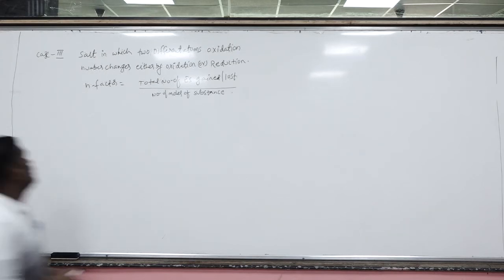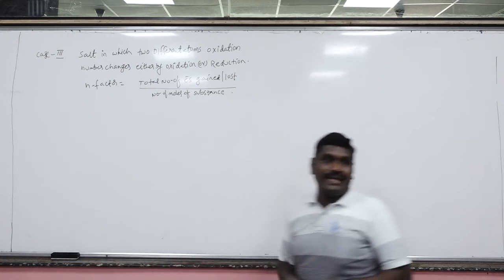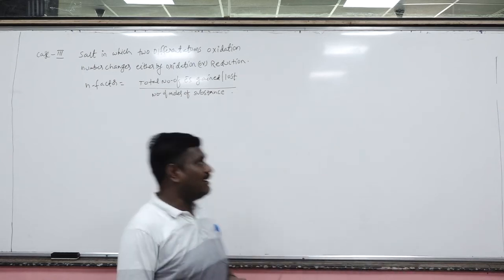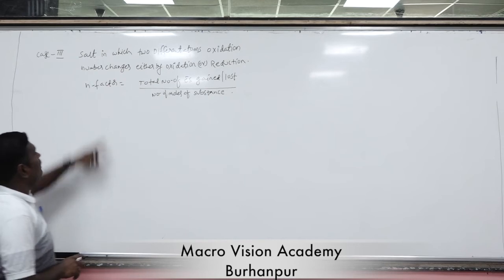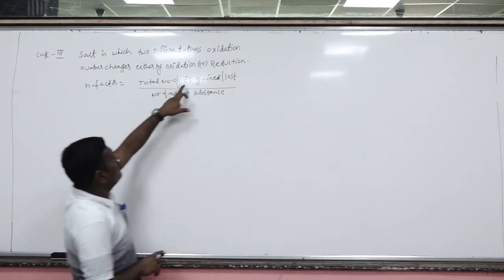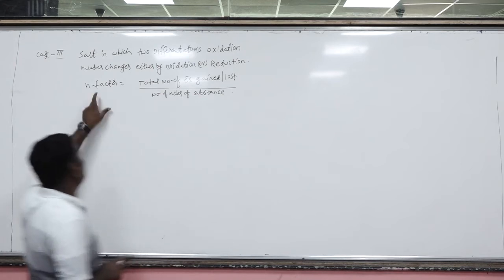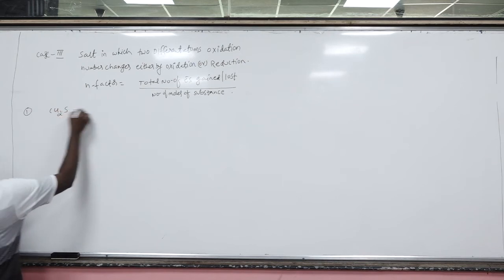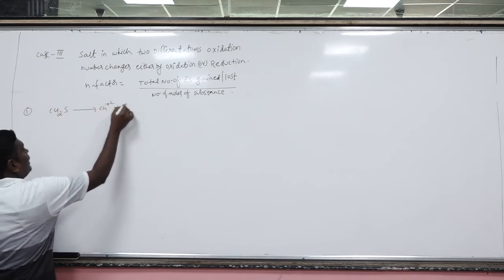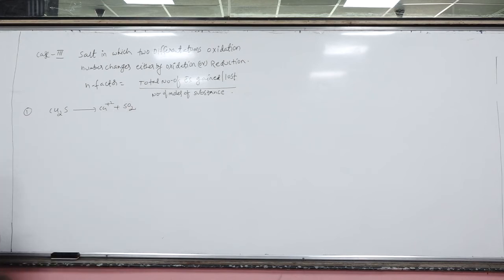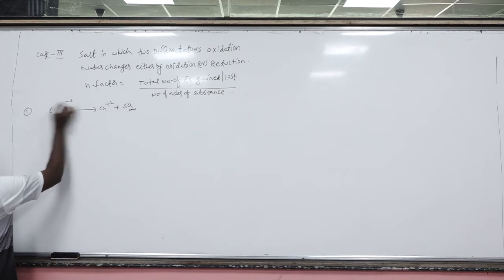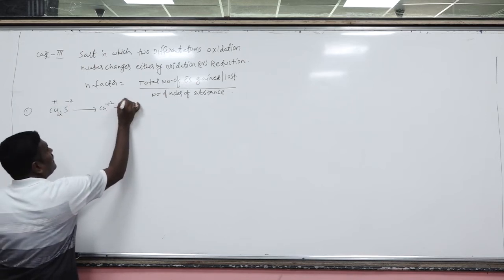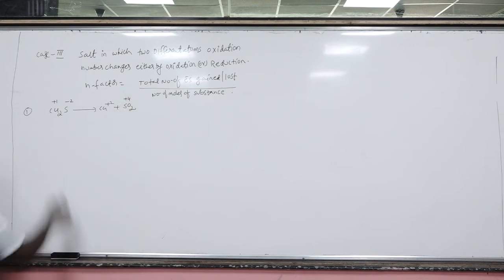Now, case 3. Salt in which 2 different atoms of the same salt undergo either oxidation or reduction. In that situation, N factor is again the total number of electrons gained or lost per mole of a species. Let's suppose one example, I am taking copper sulfide to give copper +2 and SO2. Here sulfide oxidation number is -2, each copper oxidation number is +1. On the right side, copper +2 is already given, sulfur oxidation number is what? +4. Now what is the N factor?